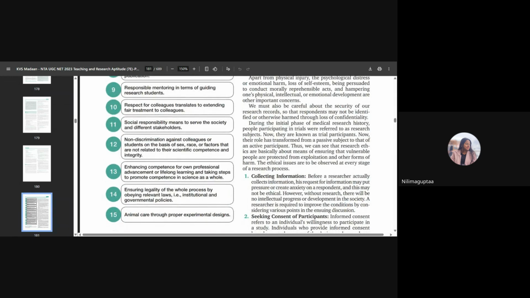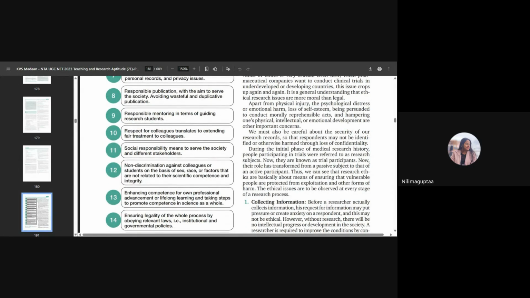Then there is responsible mentoring, in terms of guiding research students under us. Okay, so we should guide them with all those things. So tomorrow students should not say that the professor has not told me what the requirements are. If tomorrow a student has plagiarism and is facing a penalty, it will also be on the person who has guided him. So we should be very careful with regards to it.